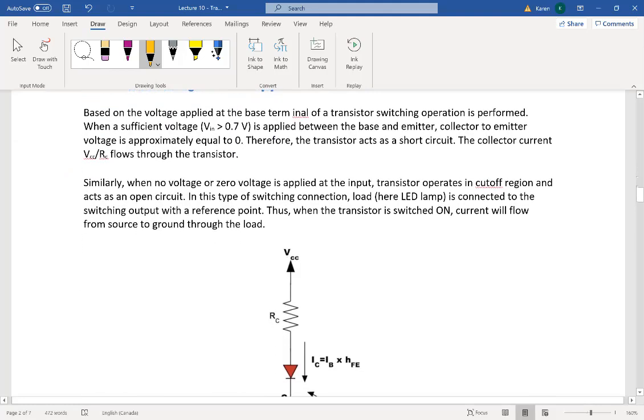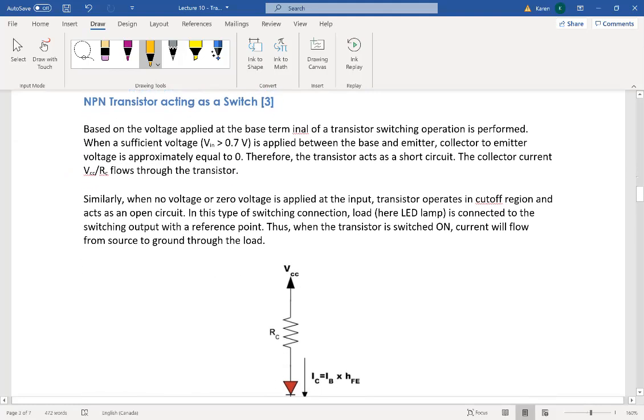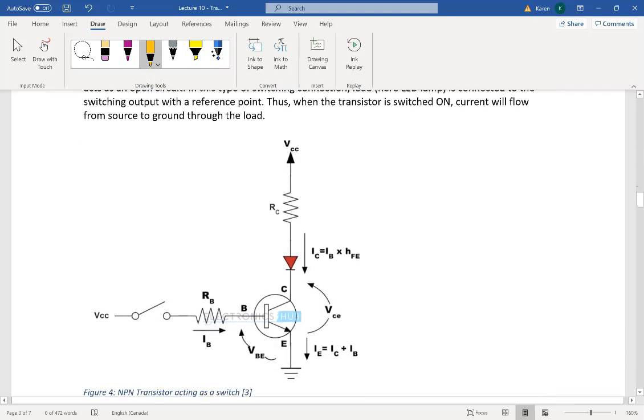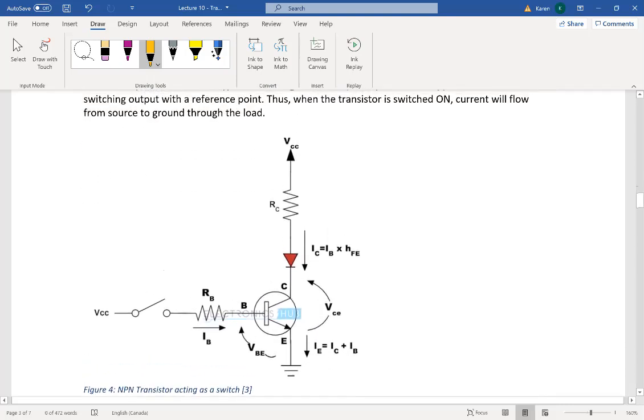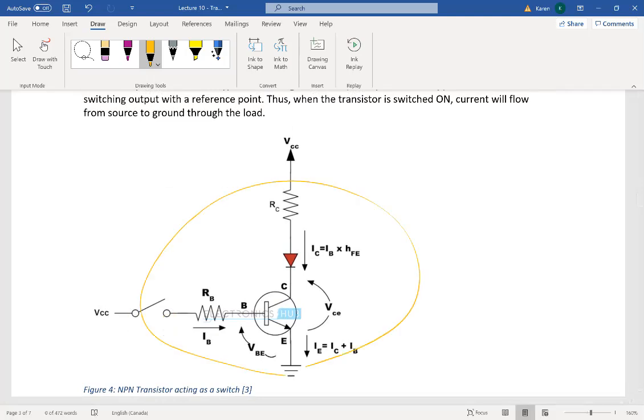Now, if I were to scroll down here, I also see NPN transistor acting as a switch. And what you'll see is that it's a very similar drawing to what I just did. This is not the switch, by the way. This is just equivalent to me giving it a voltage, VCC. All right, so that's not the switch we're talking about. This is the switch. This is acting as a switch.